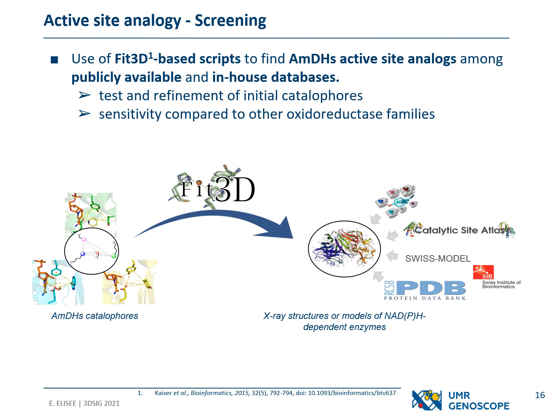The next step will consist in using a fit 3D-based script to find AMDH active site analogs by screening our catalophores against crystallographic structures or models of NADPH-dependent enzymes extracted from publicly available and in-house databases. Also, we will refine our initial catalophores depending on the obtained results, and we will check their sensitivity compared to other oxidoreductase families.